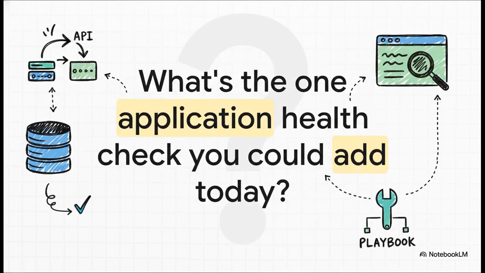So I'll leave you with this question to think about. What is the single most important health check for your application? Could you check an API endpoint, a database connection, maybe a specific piece of content on a web page? Find that one thing and build your first real application test right into your playbook today. You'll be on your way to a much safer, much more reliable deployment process.